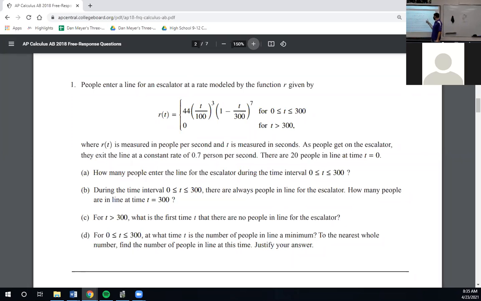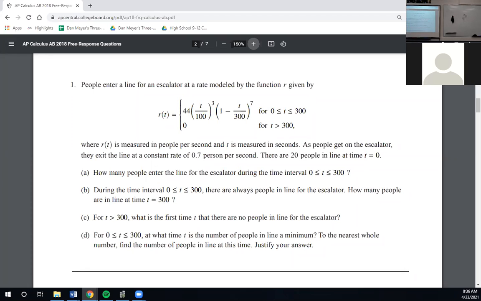And then it says that people exit the line at a constant rate of 0.7 people per second. So that is basically your rate out. And since the rate out is a constant, it's just going to be that 0.7. That is going to be the rate out.